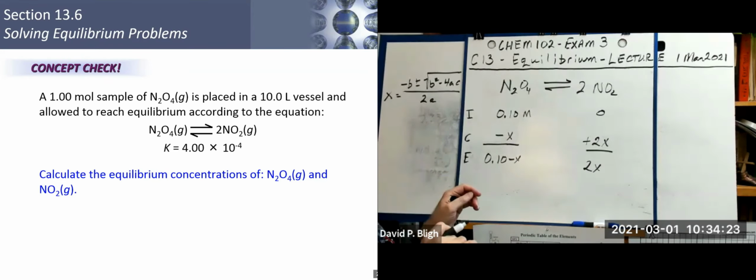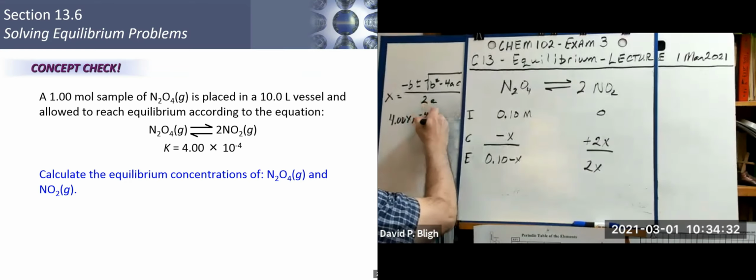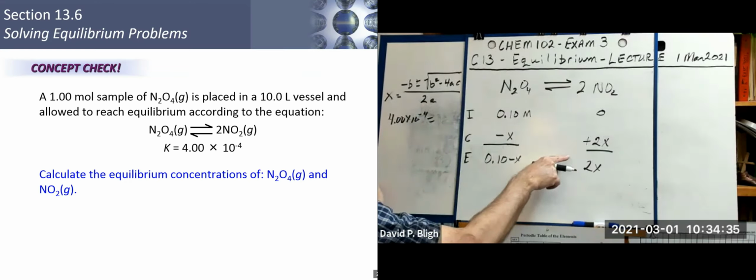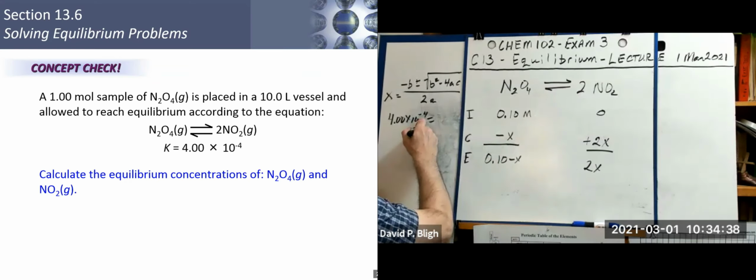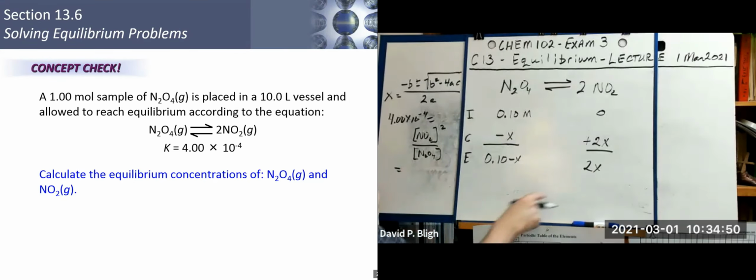Let's see. What does it look like? K is 4 times 10 to the minus 4 equals the concentration of NO2 squared divided by the concentration of N2O4, which is equal to 2X squared over 0.10 minus X. So that term is equal to this term.